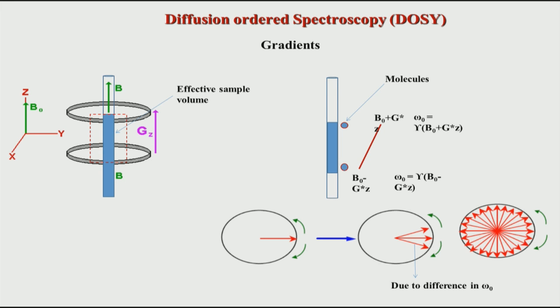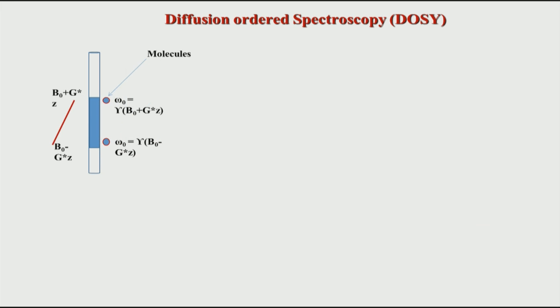Now, let us see how this helps in getting the DOSY experiment going. So, this is shown here. You can see in a DOSY what we do is the following. You first apply a gradient like we saw earlier.